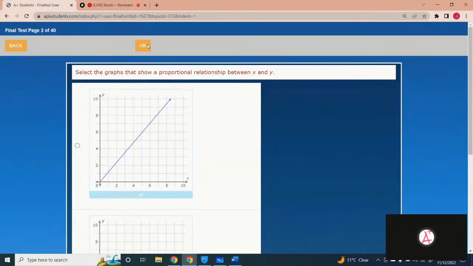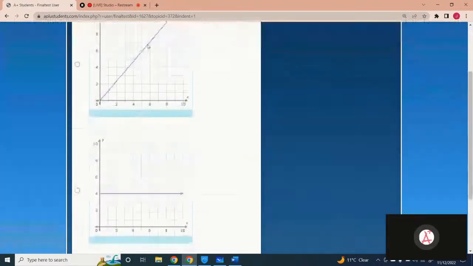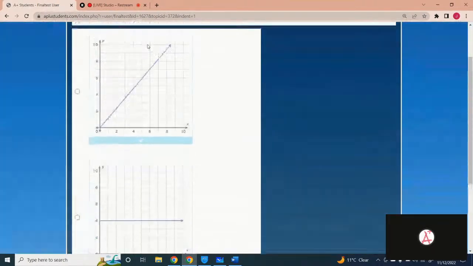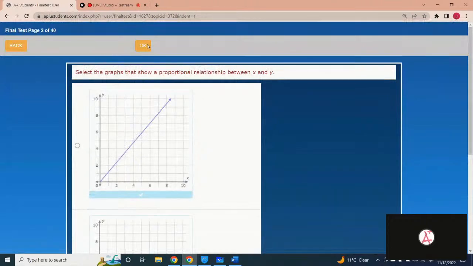Select the graph that shows a proportional relationship between x and y. So which is the correct option? Option 1 or option 2? Which graph represents the proportional relationship?